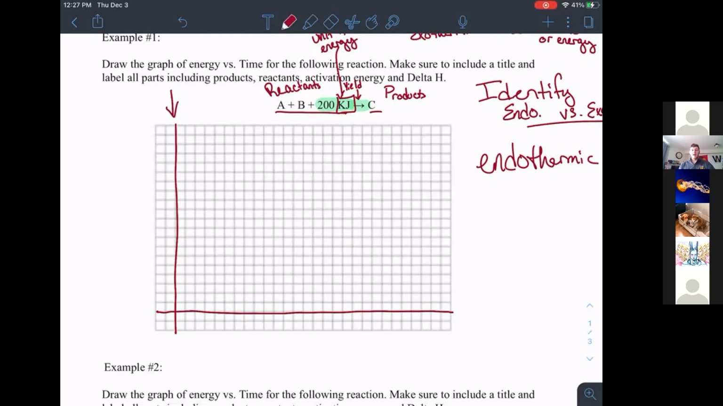It says in our directions way up here that we need to draw the energy versus time graph. We need to make sure we label the title and the X and Y axes. So what is our title of our graph going to be? Or what do we think the X and Y axes are? Any ideas? Energy and time. Energy and time are going to be our X and Y axes. Over here is going to be our energy, and this is going to be our time.